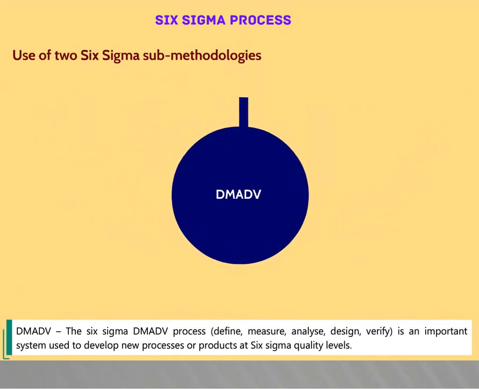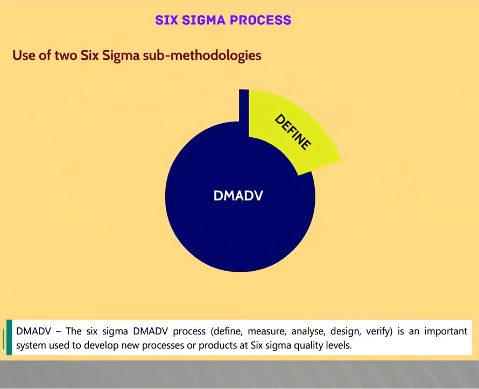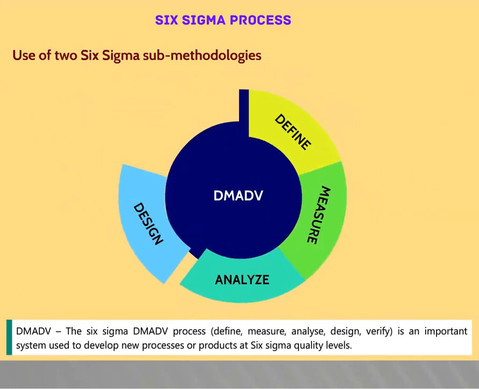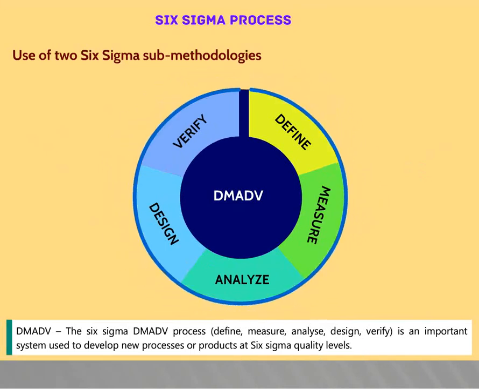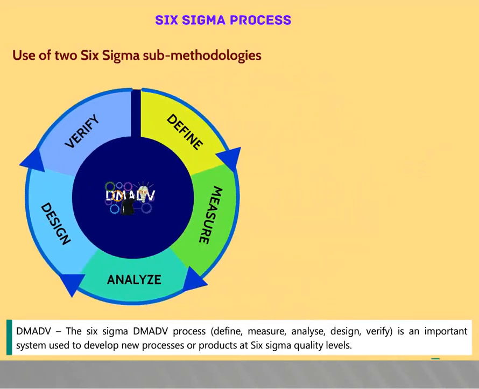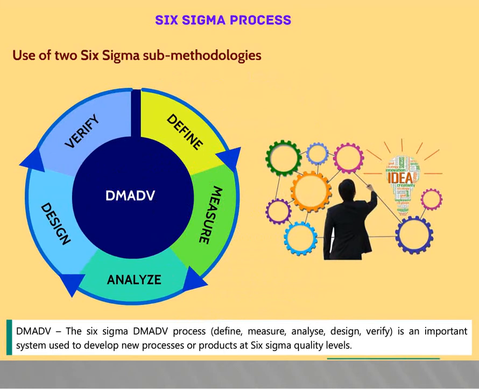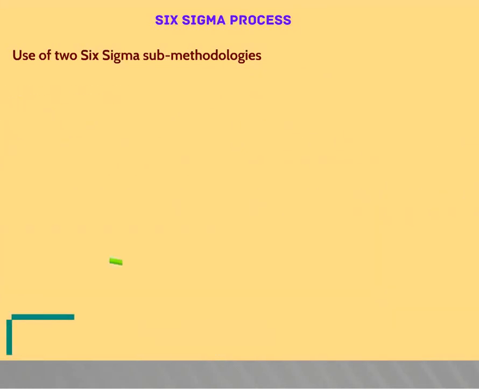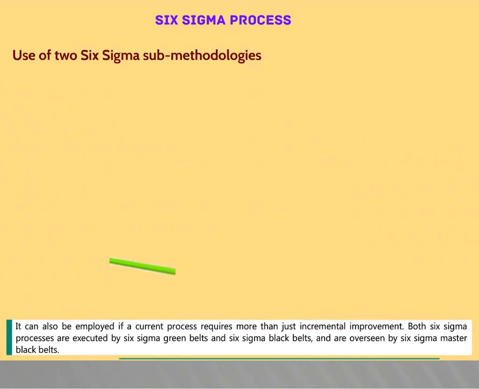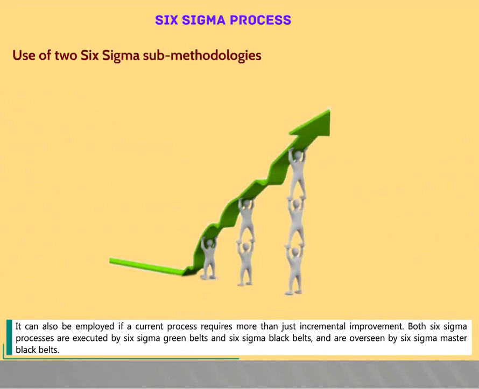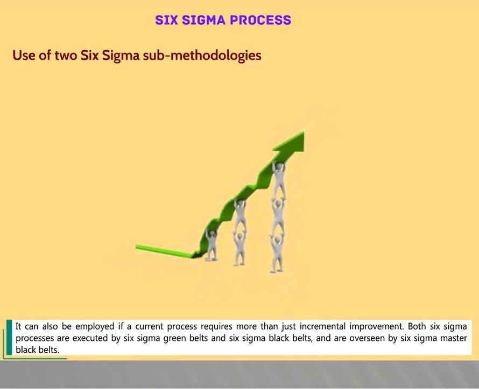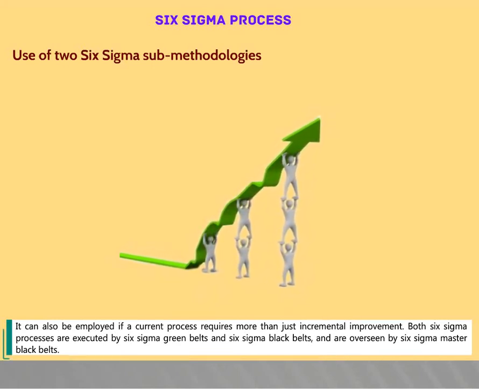DMADV. The Six Sigma DMADV process, define, measure, analyze, design, verify, is an important system used to develop new processes or products at Six Sigma quality levels. It can also be employed if a current process requires more than just incremental improvement. Both Six Sigma processes are executed by Six Sigma green belts and Six Sigma black belts and are overseen by Six Sigma master black belts.